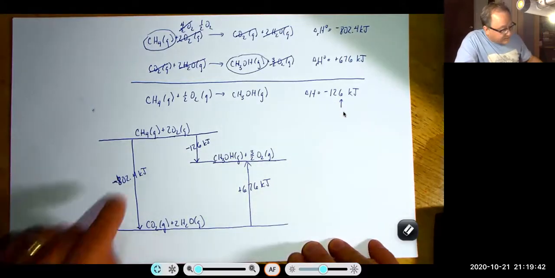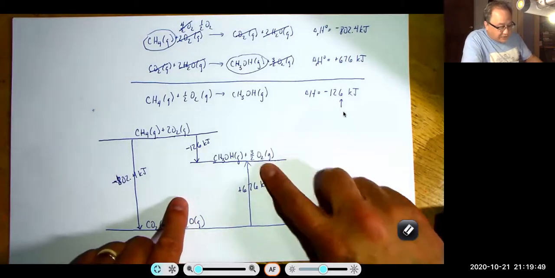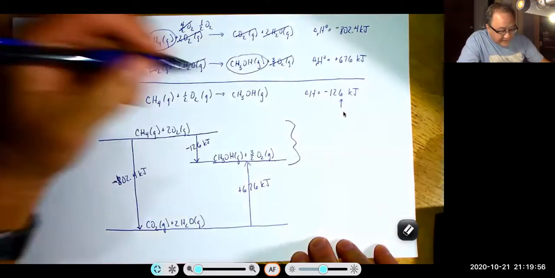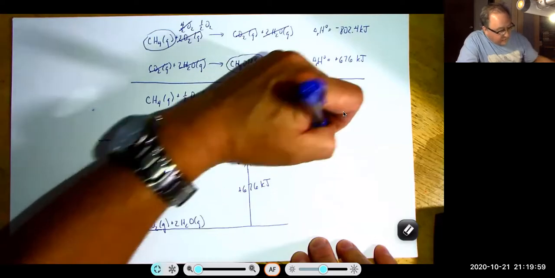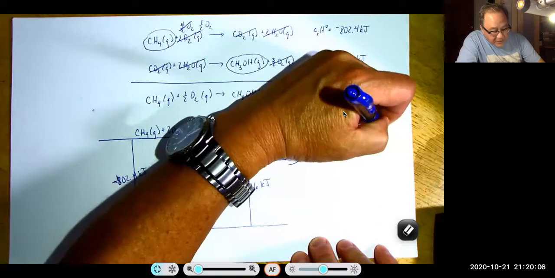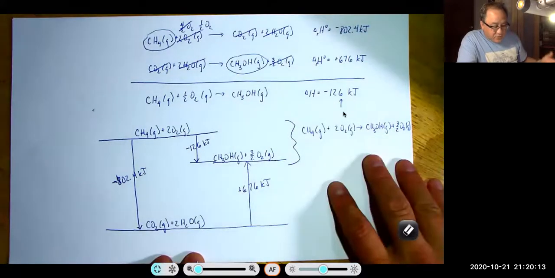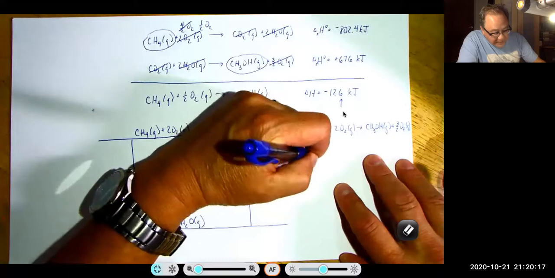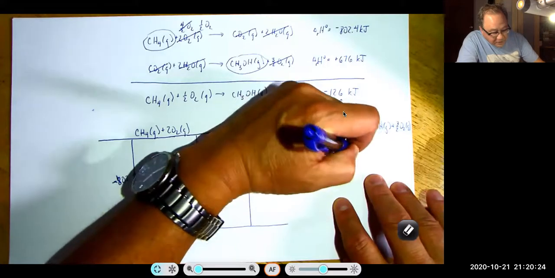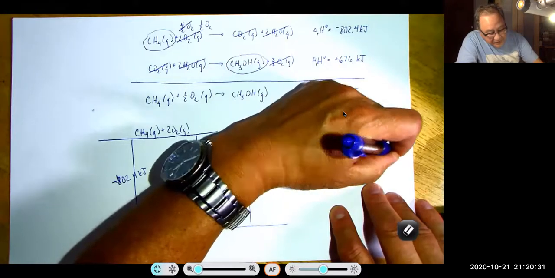So here you can see this as CH4 plus 2O2 gives you CH3OH plus 3/2 O2. What happens with this 3/2 O2 and this 2O2? Well, they cancel out. So here, this reaction is CH4 gas plus 2O2 gas gives you CH3OH gas plus 3/2 O2 gas, but it's really CH4 gas plus 1/2 O2 gas plus 3/2 O2 gas gives you CH3OH gas plus 3/2 O2 gas.